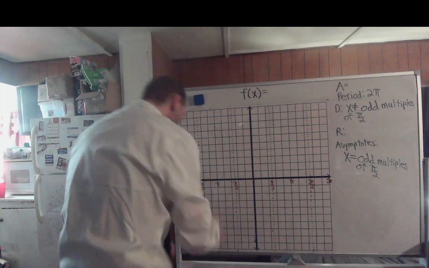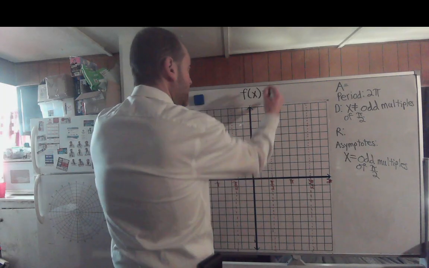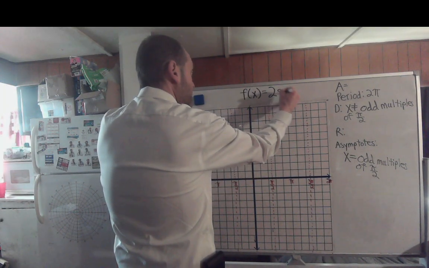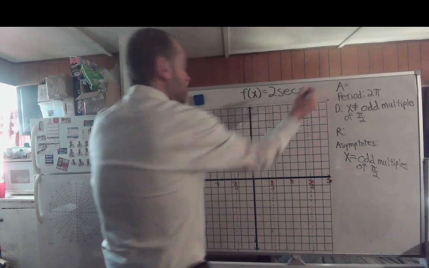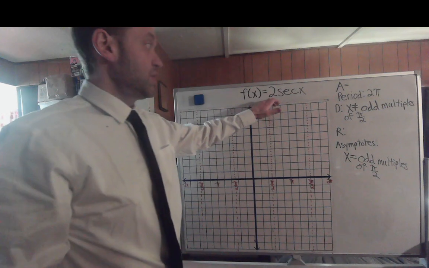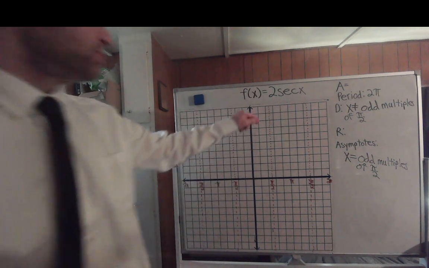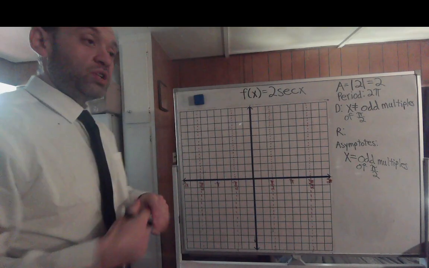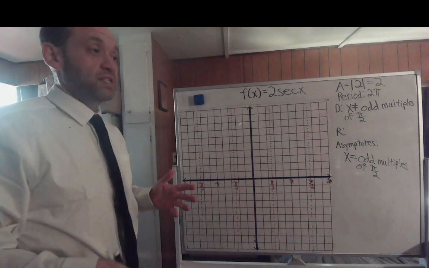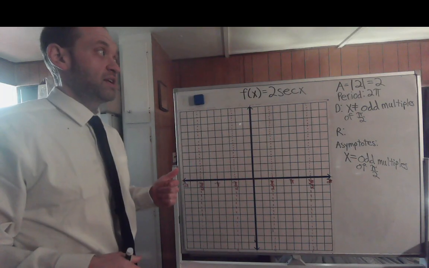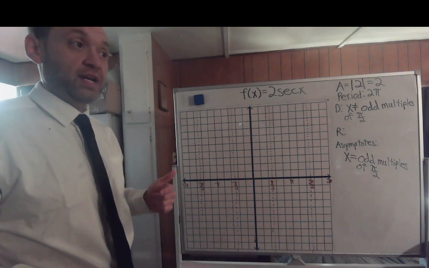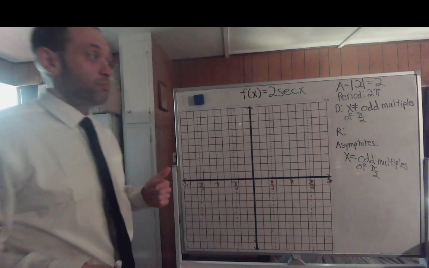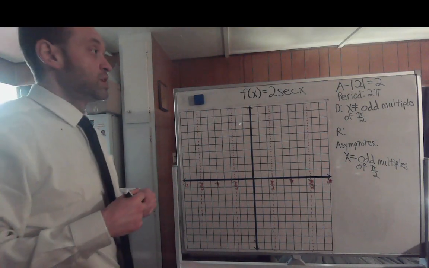Okay. Now what if we had something like f of x equals 2 times the secant of x? All of a sudden we have a coefficient other than 1 on the secant of x. Your amplitude is going to be the absolute value of that 2, which of course is 2. Much like with sine and cosine functions, it's the same with the secant and cosecant. A change of amplitude affects your range. It does not affect your domain, but it does affect your range.